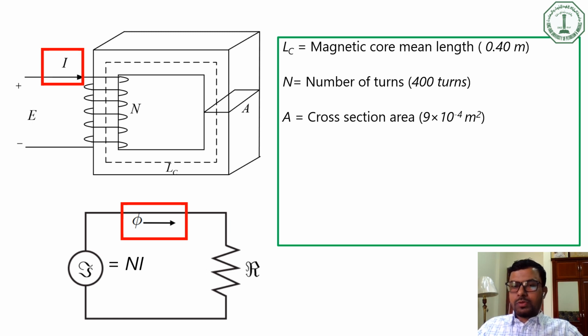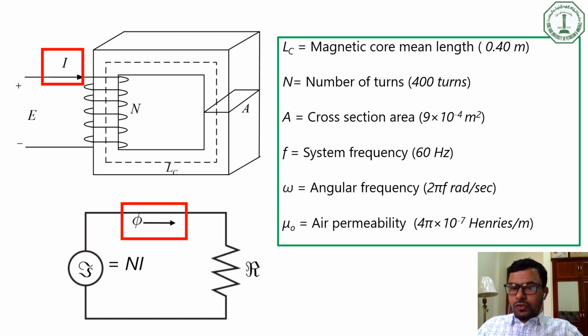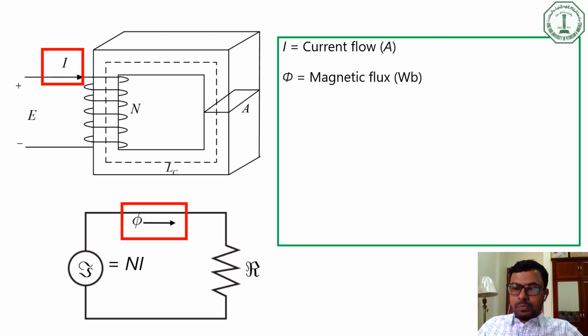Now let us see the parameters of this magnetic core material, where Lc equals the magnetic core mean length, N equals the number of turns, A equals the cross-sectional area, F equals the system frequency, omega equals the angular frequency, and mu naught equals the permeability of free space.